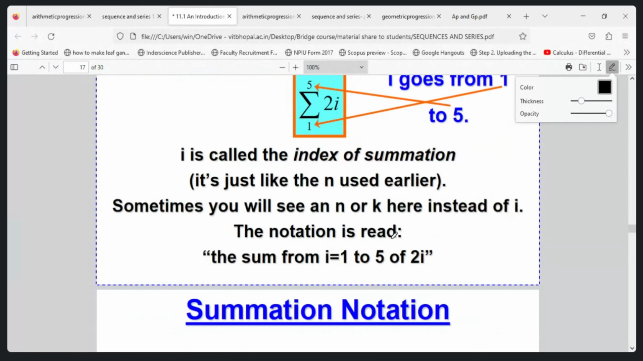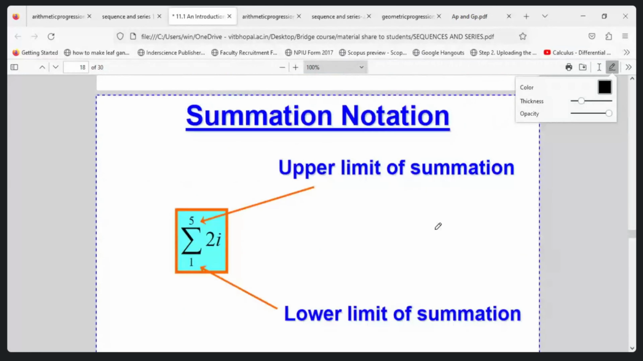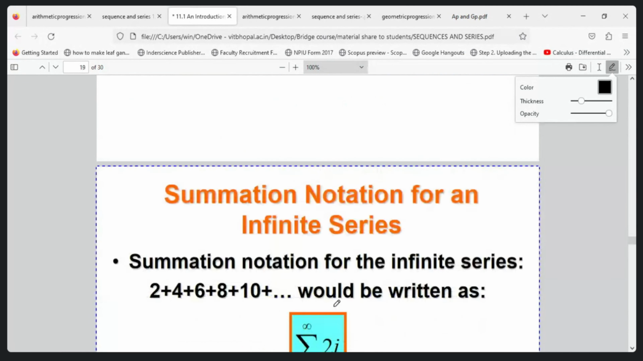The notation is read as i equal to 1 to 5 of 2i. So there is no need to worry if k be there, if n be there. You can easily see that. Then the upper number of the summation is called the upper limit, and the lower number is called the lower limit of the summation.